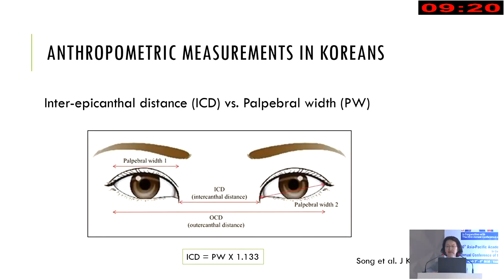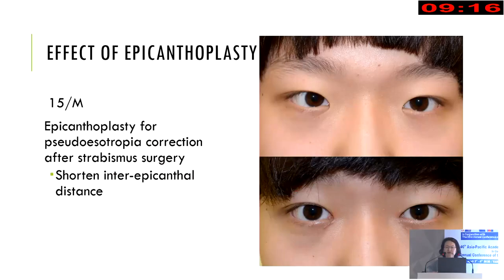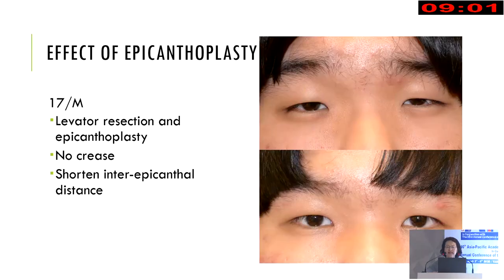Inter-epicanthal distance can represent ethnic characteristics. This 15-year-old patient underwent epicantoplasty for pseudoesotropia after strabismus surgery. The procedure can shorten the inter-epicanthal distance, showing a more opened look. This 17-year-old patient underwent levator resection without crease formation, and epicantoplasty. The shortened intercanthal distance shows a more open look.